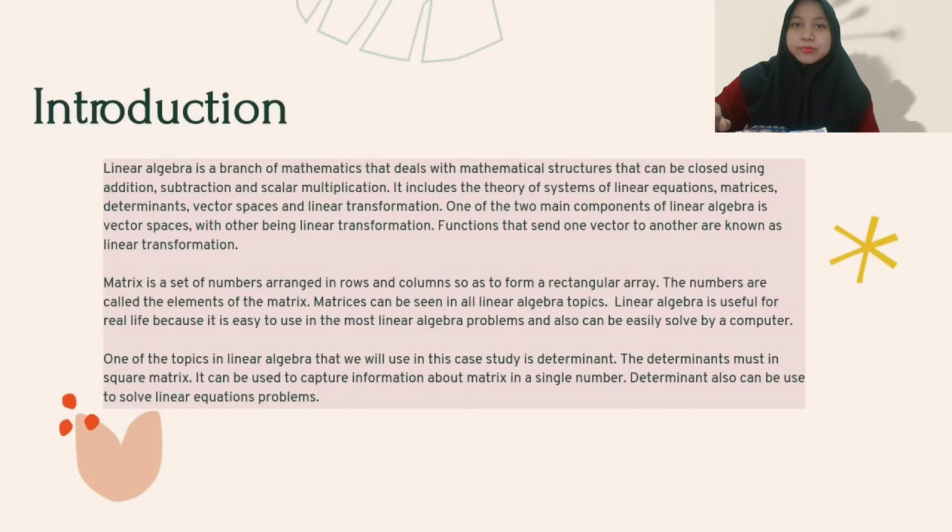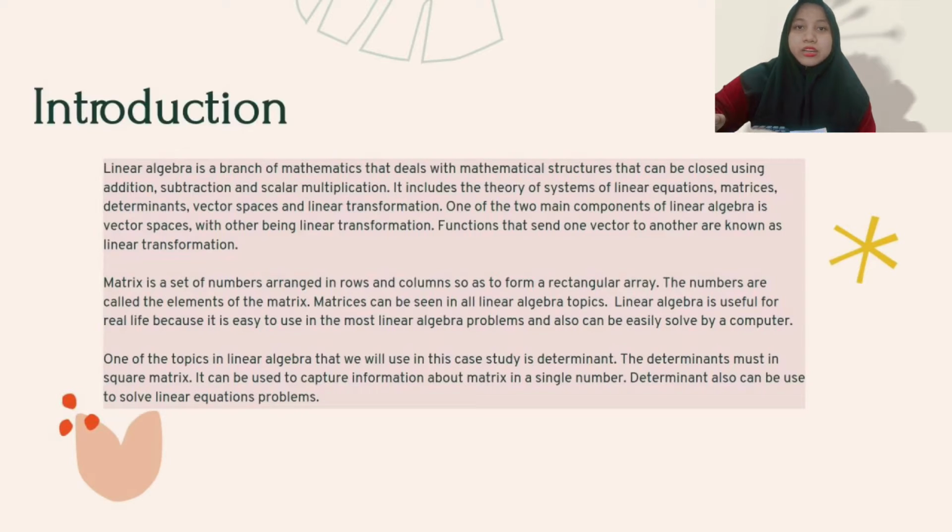Linear algebra is a branch of mathematics that deals with mathematical structures that can be closed using addition, subtraction, and scalar multiplication. It includes the theory of systems of linear equations, matrices, determinants, vector spaces, and linear transformation. One of the two main components of linear algebra is vector spaces, with the other being linear transformation. Functions that send one vector to another are known as linear transformation.